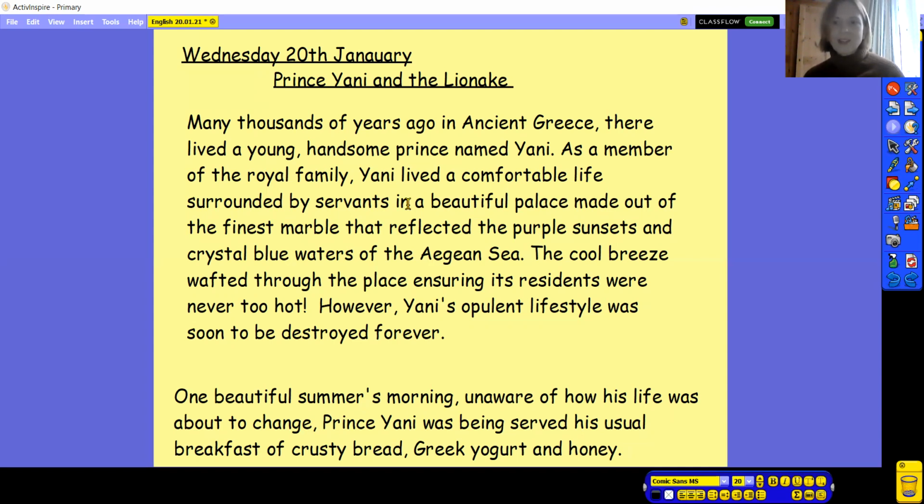He's quite privileged, doesn't have to do much for himself, okay? Oh, and don't forget, look, can you see this bit here? This is my fronted adverbial over comma, and here I've got another fronted adverbial there as well. Okay, so let's go down here. So he lives in a beautiful palace. The cool breeze wafted through the palace, ensuring its residents were never too hot.